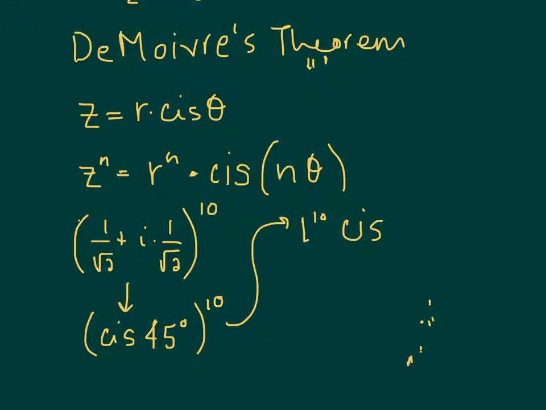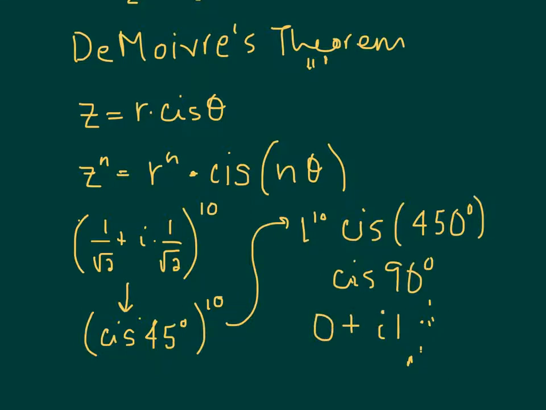But then I'm going to have cis, well, 45 times 10 is 450 degrees. From that 450 degrees, I'm going to subtract 360 because we have already gone around the circle. So this is going to leave me with cis 90 degrees. And what I know is that this is really going to be the cosine of 90, which is 0, and I'm going to have i times the sine of 90, which is 1. So this just gives me i. Isn't that quick? Instead of writing this whole binomial out 10 times, I can just use DeMoivre's theorem, and I end up with this nice, simple answer of i.